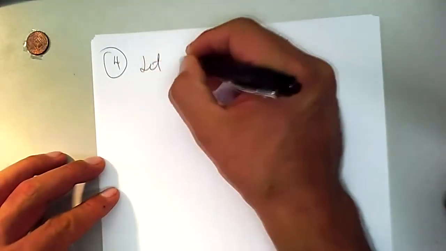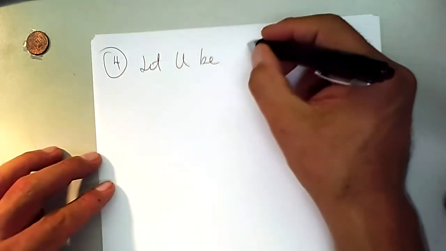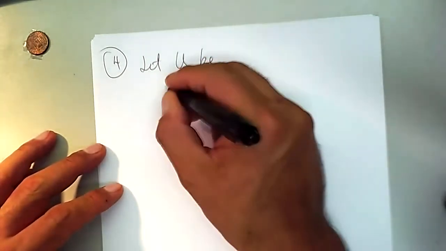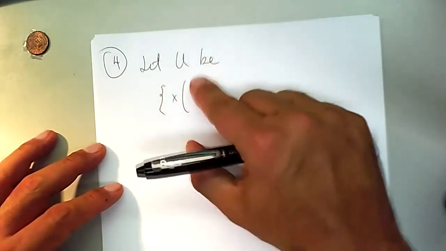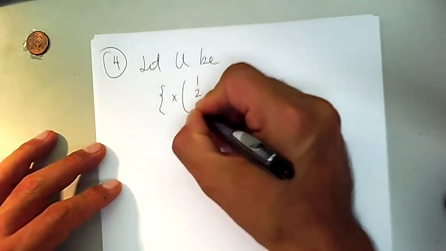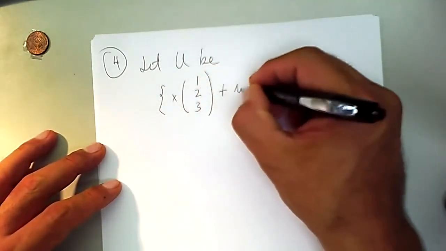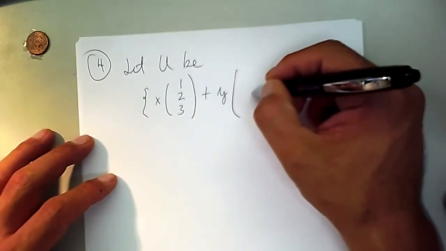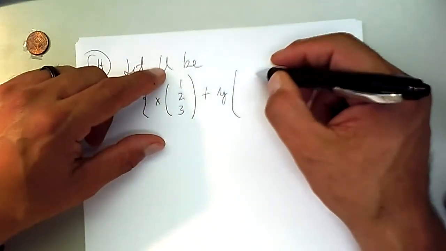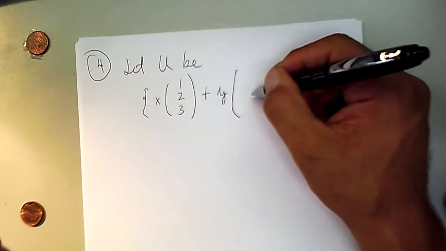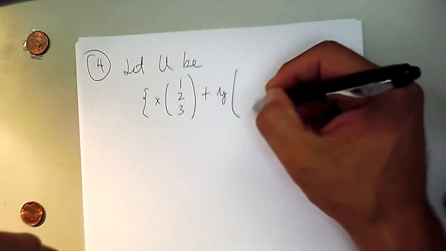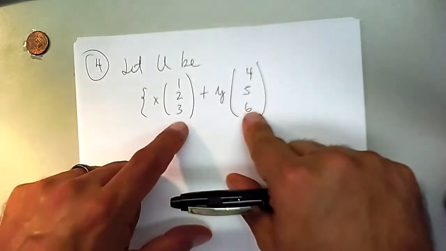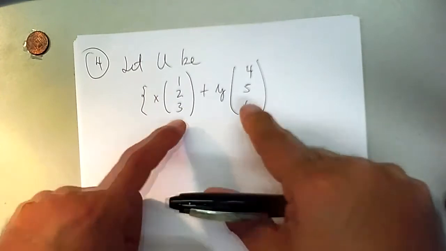So let U be, and I'm just gonna come up with X, a generator could be 1, 2, 3, plus Y, another generator would be 4, 5, 6. I want to make sure they are not, well, we'll find out. 4, 5, 6. So I just came up with those. I'm hoping they're linearly independent, that there is no redundancy.